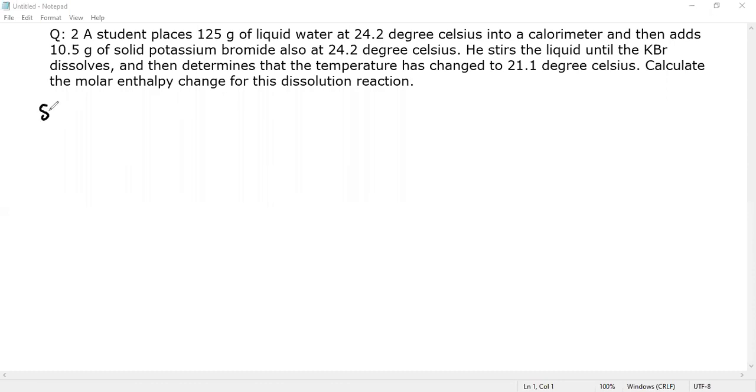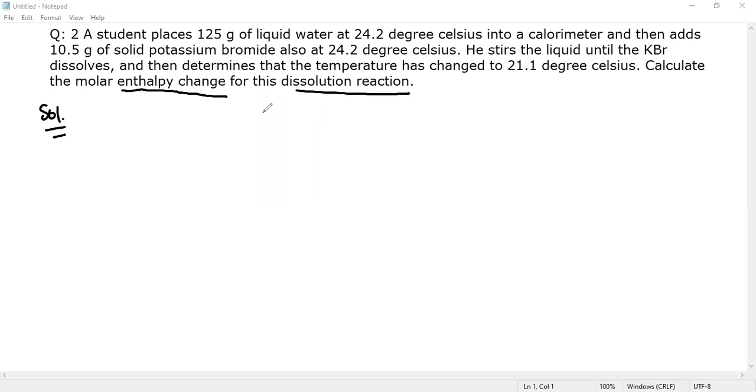In this question, what we are given is, let's go ahead and read first. A student places 125 gram of liquid water at 24.2 degrees Celsius into a calorimeter and then adds 10.5 grams of solid potassium bromide also at 24.2 degrees Celsius. And then he stirs the liquid until the KBr dissolves and then determines that the temperature has changed to 21.1 degrees Celsius. What we have to calculate is the molar enthalpy change for this dissolution reaction.